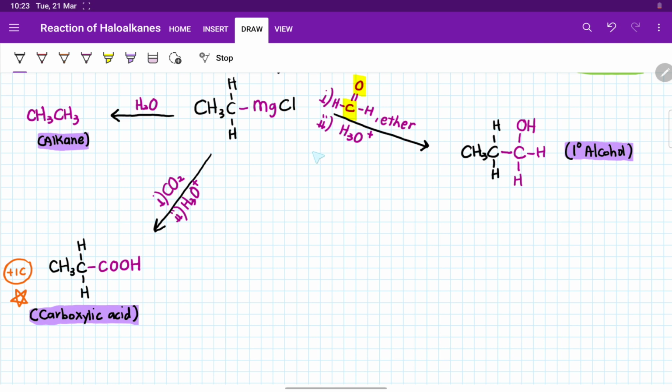Okey, macam mana pula untuk hasilkan a secondary alcohol? Secondary alcohol kita akan pakai aldehyde. Any aldehyde will do. Okey, so contoh dekat sini saya pakai. So, step reaction adalah sama dekat sini. Okey, yang mana kita akan first reactkan dengan kita punya aldehyde. So, saya ambil contoh ethanol dekat sini in ether and then hydrolyze.